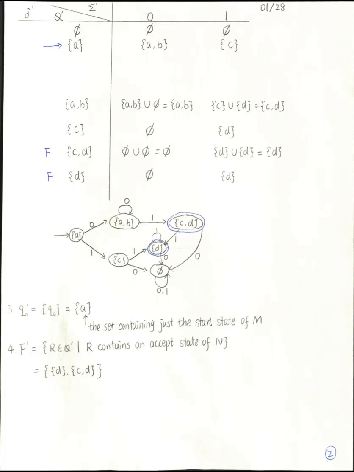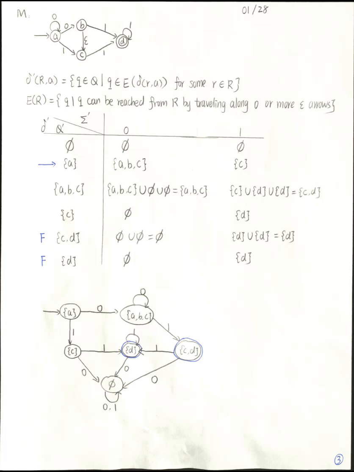This NFA we just ran has no epsilon transitions. Now let's consider another example with epsilon transitions. This machine only differs from the original one by adding an epsilon transition from B to C. We follow a similar procedure. The only difference is the start state and the transition function.